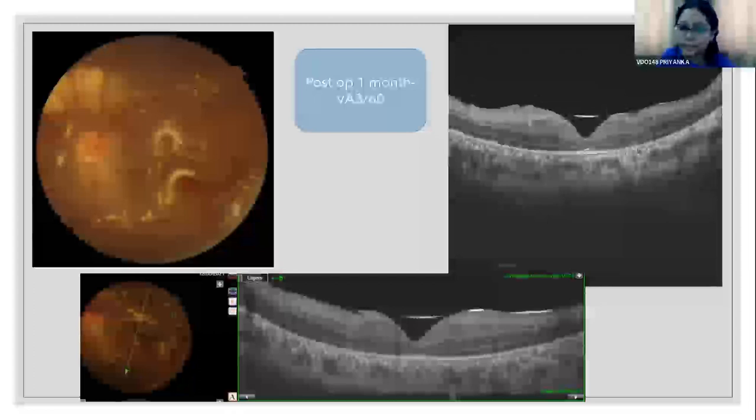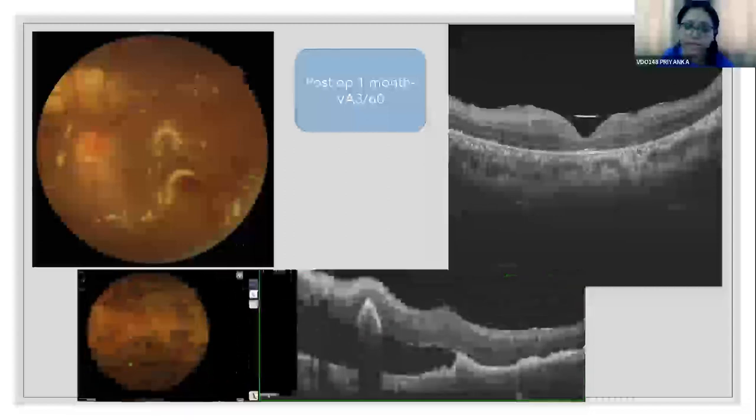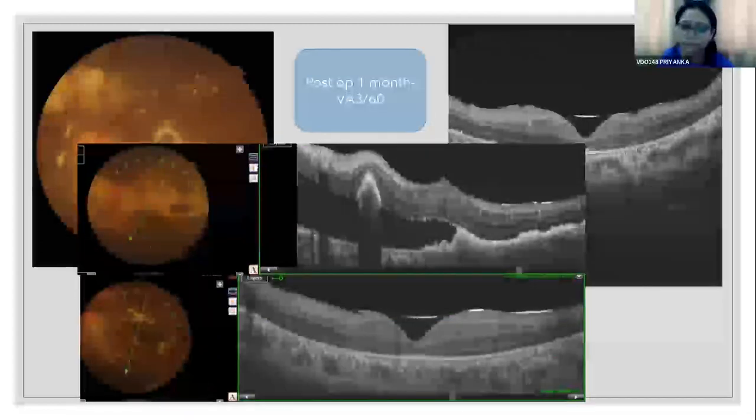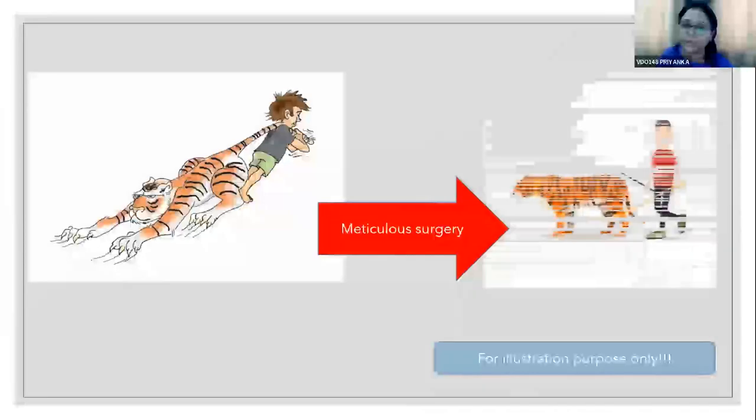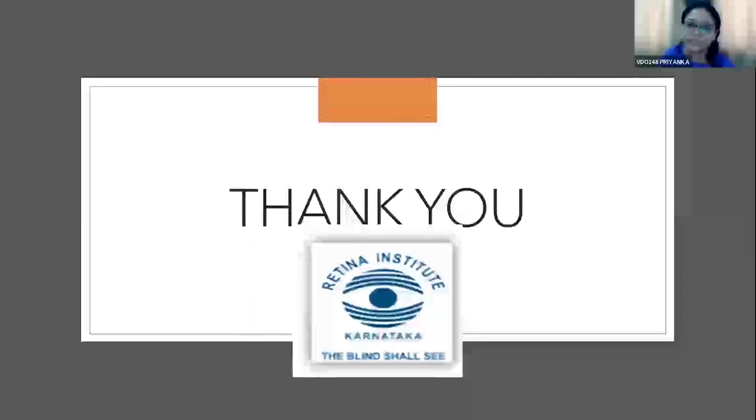This is the post-op 1 month result. The patient is maintaining 3x60 vision under oil. We can see retina is nicely attached. None of the subretinal bands are seen now. This was the pre-op OCT. So through meticulous surgery, which was done by Dr. Muralidhar sir, we were able to tame the tiger. Thank you very much.